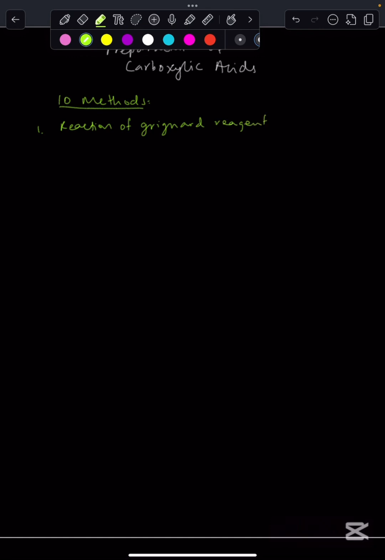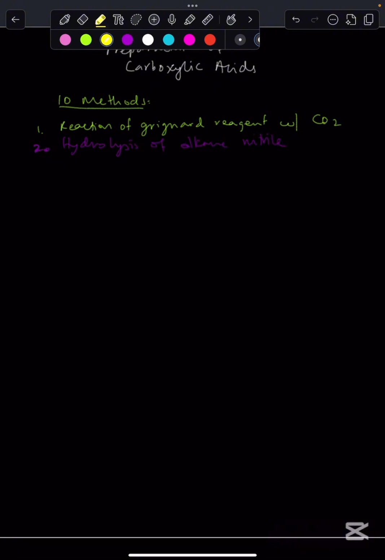About the preparation of carboxylic acids. How do we prepare carboxylic acids? We have 10 methods that I'm going to enlist first over here. So first is the reaction of Grignard reagent with carbon dioxide. The second is hydrolysis of alkane nitrile.